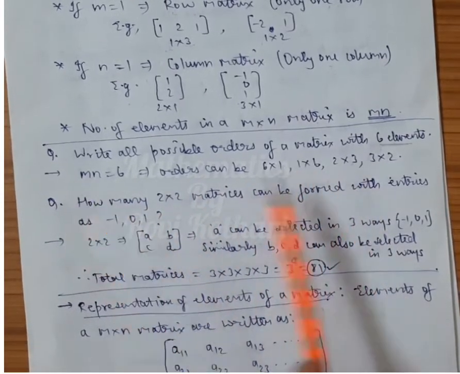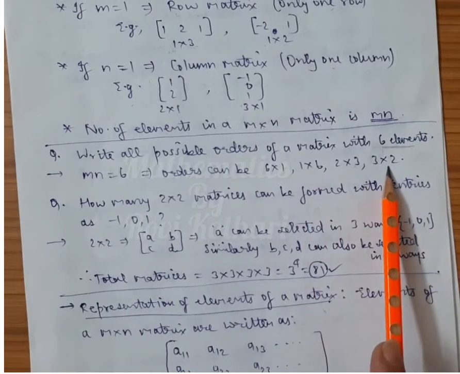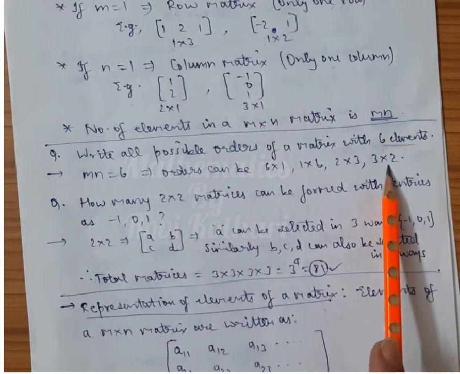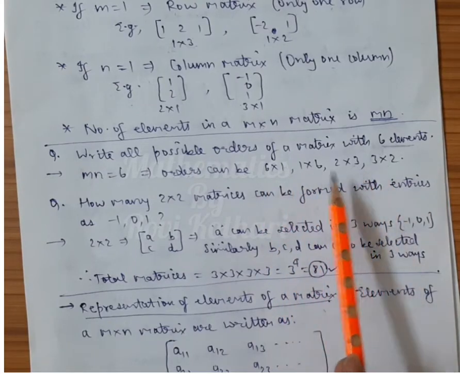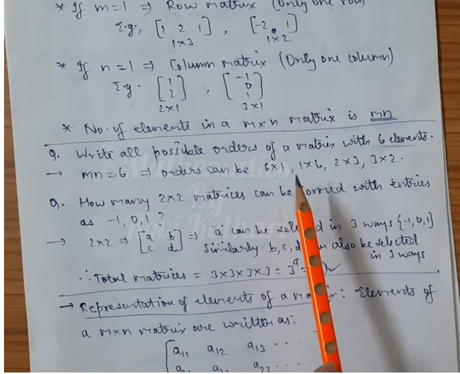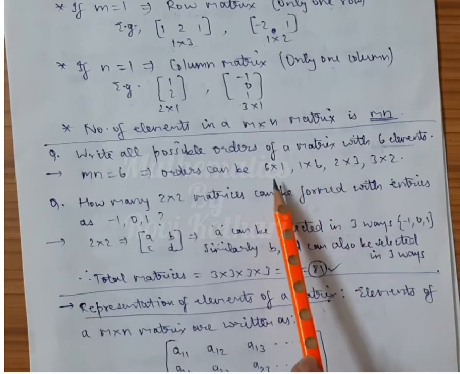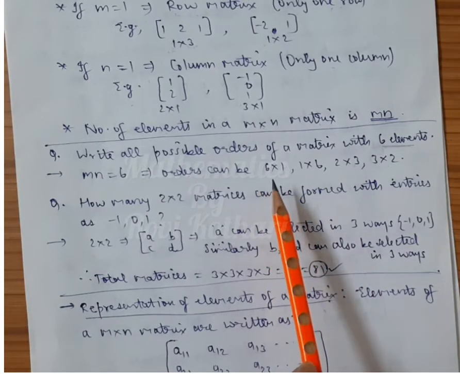I can write 3 into 2, that is also 6. Can we think of any other possible order? No. So if we have 6 elements, these are the possible orders. Similarly, for example, you have 8 elements. Then what are the different orders which we can write for 8 elements?